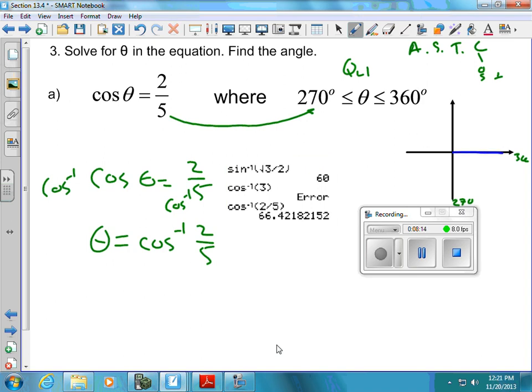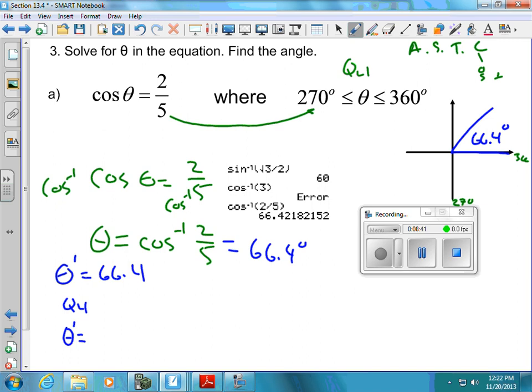Well, we know that 66.4 would be somewhere in quadrant 1. I don't want to be in quadrant 1, I want to be in quadrant 4. So what are we going to do? We're going to use 66.4 degrees as a reference angle in quad 4. So in quad 4, a reference angle equals 360 minus our angle, right?